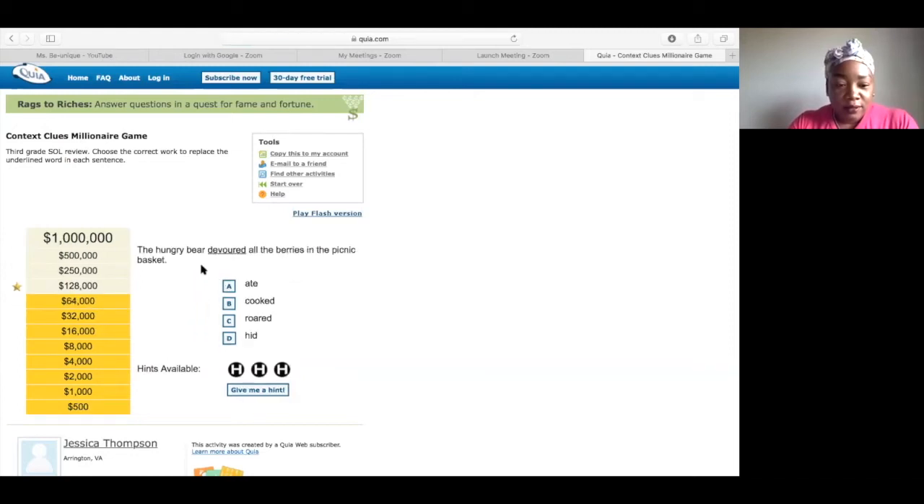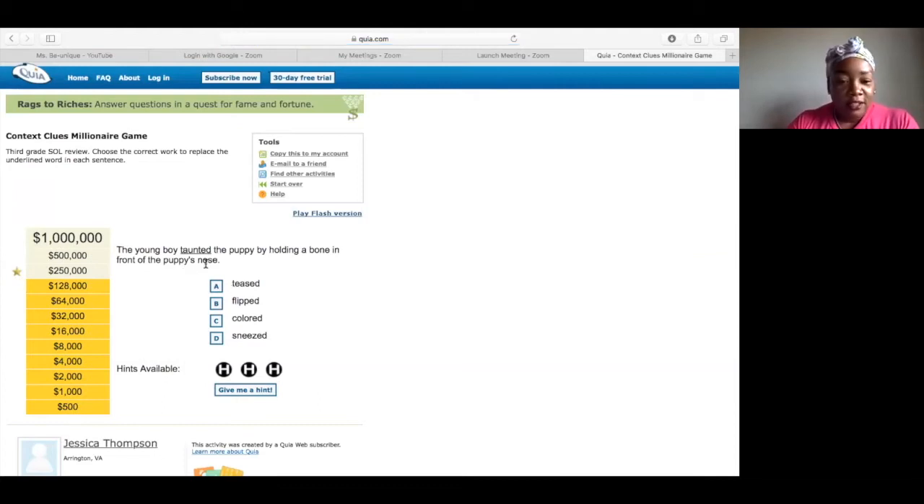All right, we have devoured. The hungry bear devoured all the berries in the picnic basket. Is devoured A, eat, B, cooked, C, roared, or D, hid? All right, great.